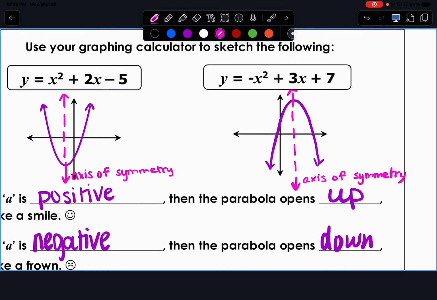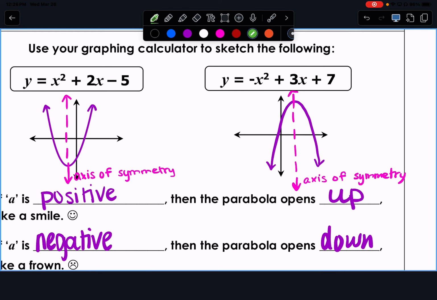All right, does anyone know what this part is called? It is called the vertex. Ask the question again. What is this part called? Vertex. Thank you.